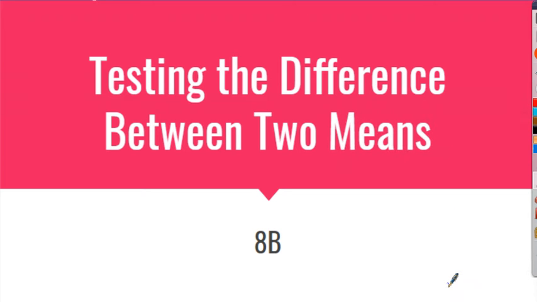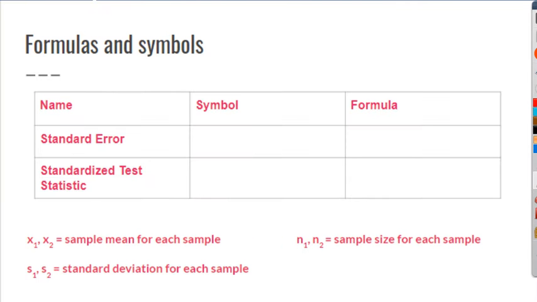Lesson 8B, we're going to look at testing the difference between two means. Okay, so we just did testing the difference between two proportions. And so for testing between two means, the formulas and everything are going to change a little bit, but the process is going to stay the same. So, things that we still need to find: standard error and the standardized test statistic.